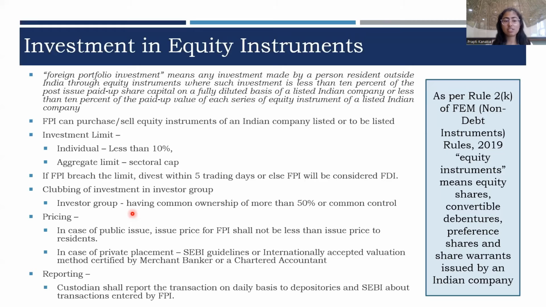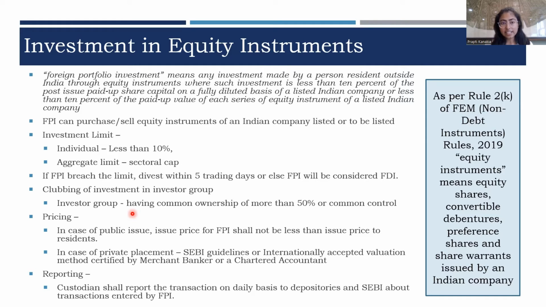That means if the 4 FPIs were not related to each other, in that case, all these investors would have a maximum investment limit of less than 10% each. However, since they fall under the same investor group, their investment limits get combined, and therefore all 4 together can invest up to, that is, less than 10% in that particular company.